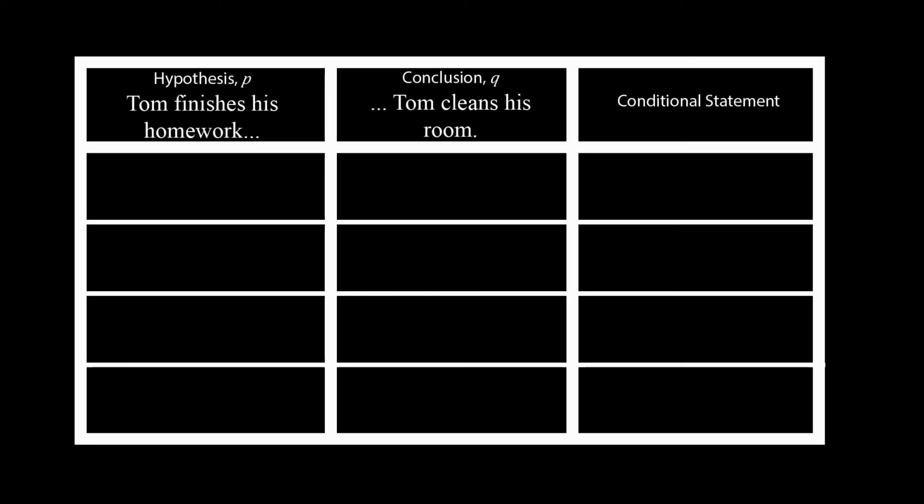Consider the following conditional. If Tom finishes his homework, then he will clean his room. Let's construct a table of all the truth values and see if we can figure out what exactly this means. There are 4 possible cases. Tom finishes his homework can be a true statement, and then Tom can clean his room, and that would also be a true statement. The hypothesis could be true, but then Tom could not clean his room, so the conclusion would be false.